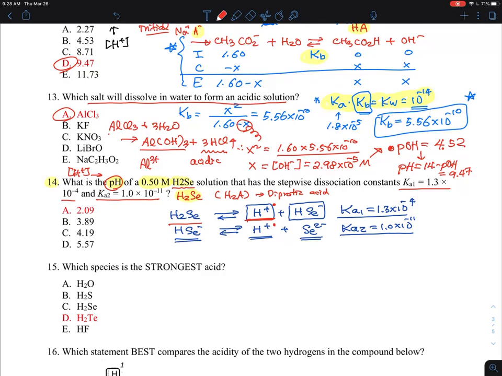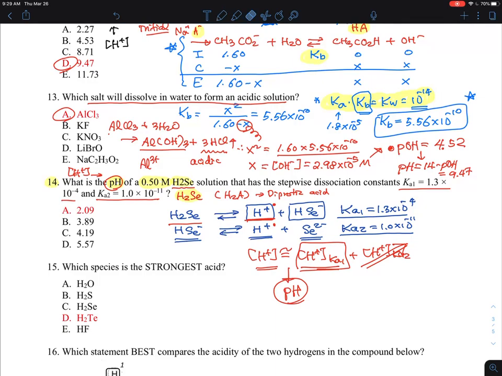The concept here is H plus coming from Ka1 and H plus from Ka2, right? But the second is so small, nickels and dimes, so I will just ignore it. So I can just focus on calculating H plus and calculate pH from there, and then I will get an answer right away. So this is the same kind of concept: the dominant contribution towards H plus is from K1, so I'm going to focus on that.